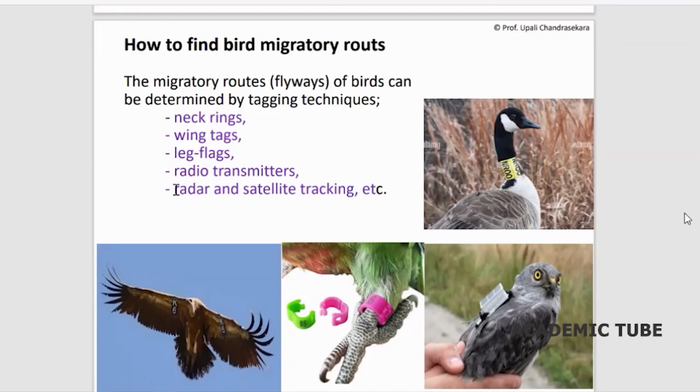Or sometimes a radio transmitter can be attached to the bird. Now these are quite expensive. If you have a radio transmitter, then the transmitter has some batteries. Now the transmitter emits signals. So there are people on the ground in several areas, so they can receive the messages emitted by the transmitter. So people can monitor the flight route. Now these are the common ways where the birds can be marked in order to find their migratory routes. And there are other extremely expensive methods like radar and satellite tracking, etc. But still people use these things in order to learn about the migratory routes of birds.